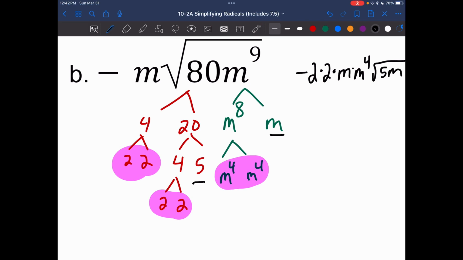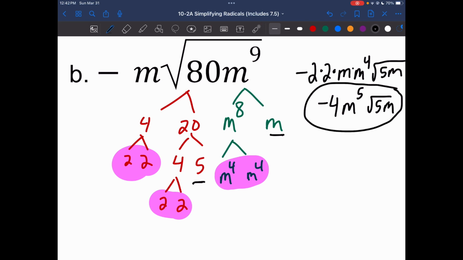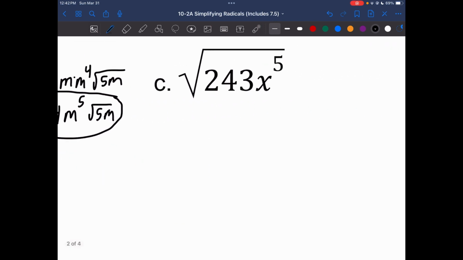Okay? So anytime you have these odd numbers of variables, you're going to be left with one of that variable on the inside if you have an odd number. So now we just need to combine like terms and simplify. Negative 2 times 2 is going to be negative 4. M times m to the 4th is m to the 5th. And we're multiplying by the square root of 5m. So that is your simplification of negative m times the square root of 80m to the 9th. Okay. All right, let's look at letter C.